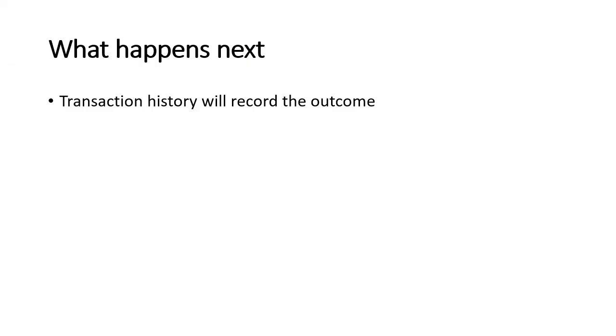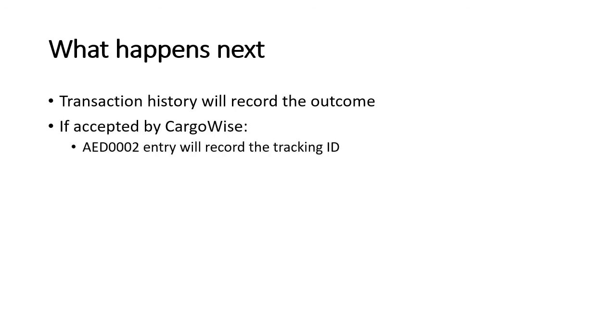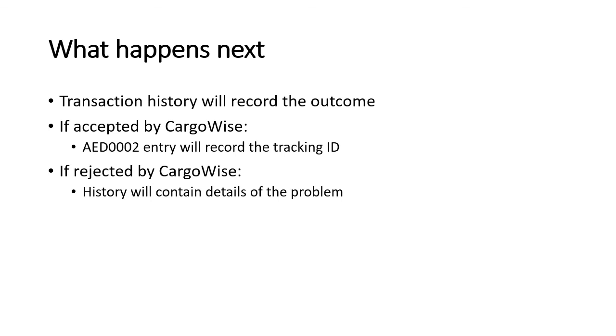Once the action has been performed, the history of the transaction will record whether or not it was accepted by CargoWise. If it was, then an AED0002 entry will record the tracking ID that was used. If the file couldn't be delivered, then the history will record detailed information about the cause of the problem.